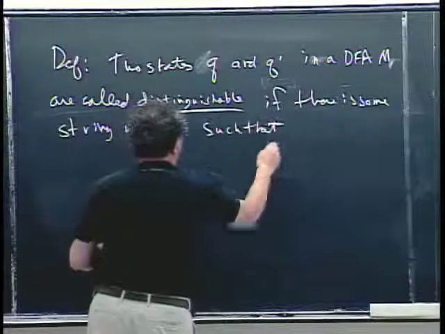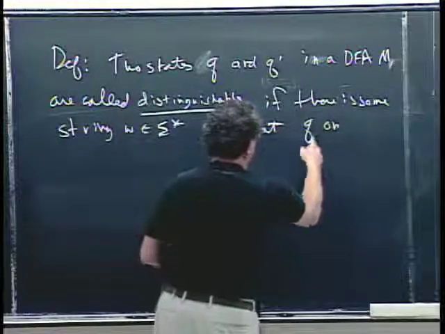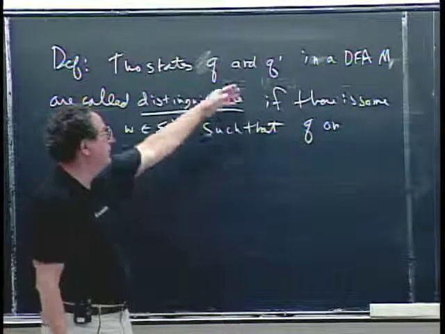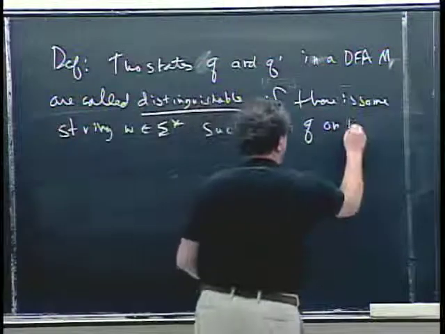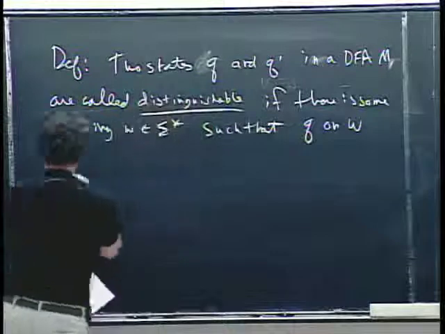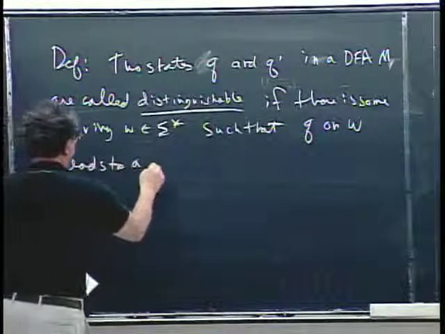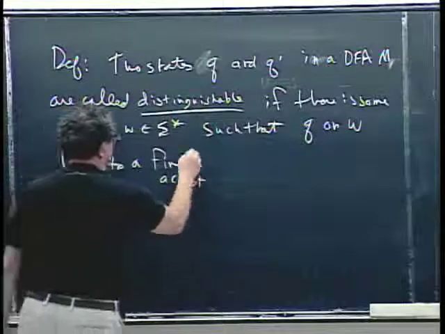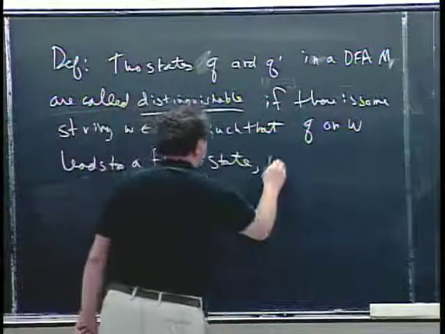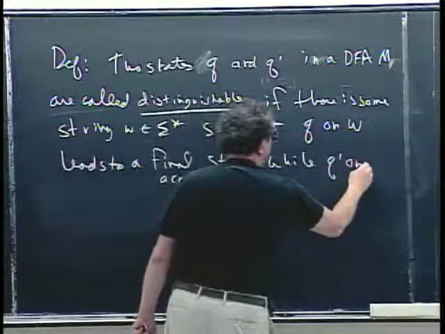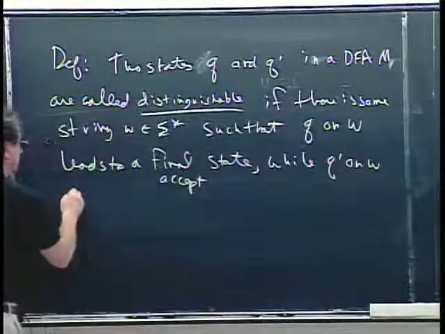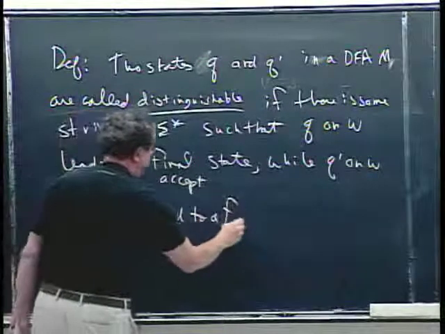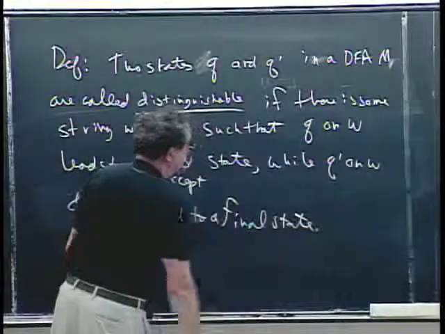if we start in state Q and execute the computation in the DFA from state Q using string W, so Q on W, it leads to a final or accept state, while Q prime on W, the same W, does not lead to a final state. Does not end in a final state.